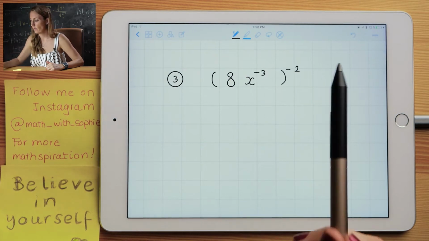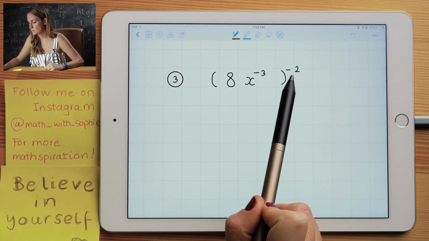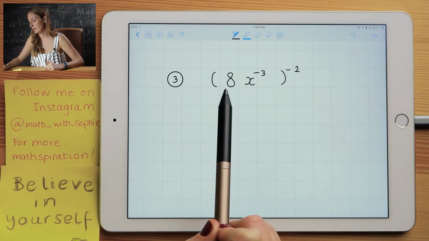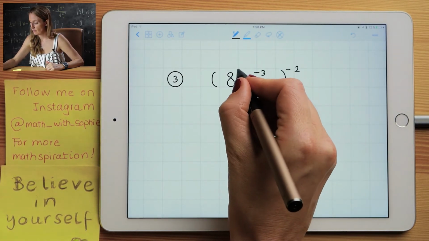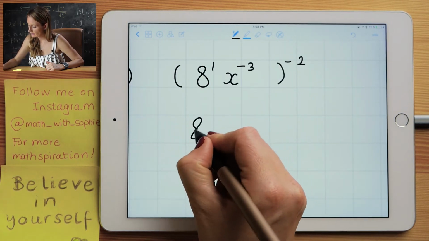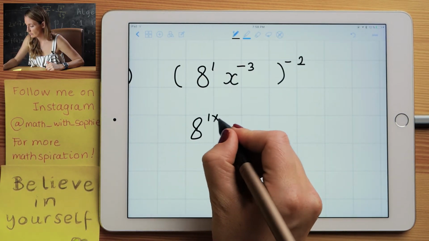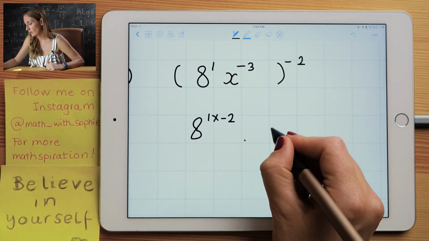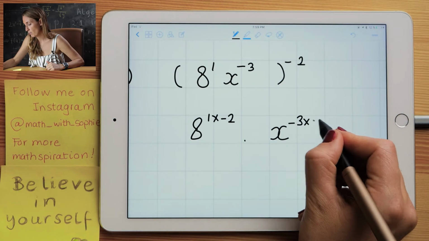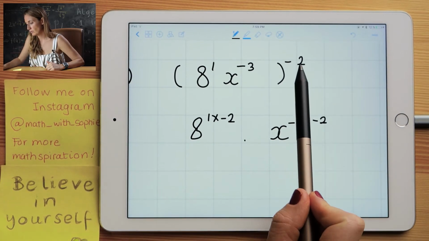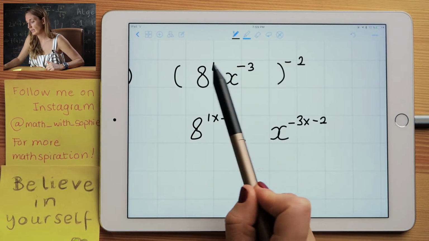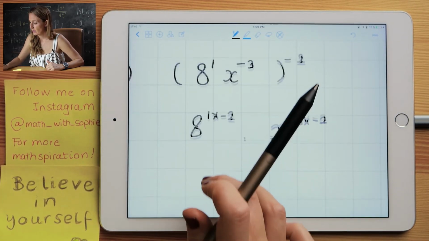Let's examine now how we can deal with those minuses, which can be really troublesome, and the brackets together. So 8, remember, 8 power 1. So I've got 8 to the power of 1 times minus 2. And I've got x to the power of minus 3 times minus 2.